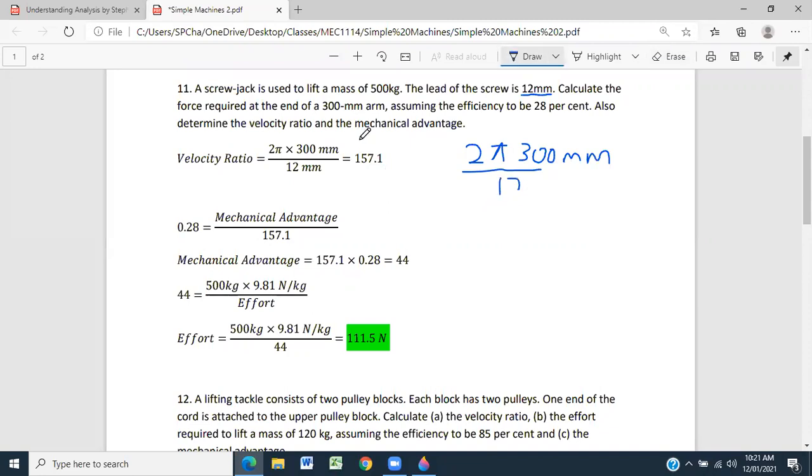We get the velocity ratio as 157.1. Now, notice we didn't need to convert because velocity ratio is a unitless term and both of them are in millimeters, right? We didn't need to convert into meters. You can if you want to.